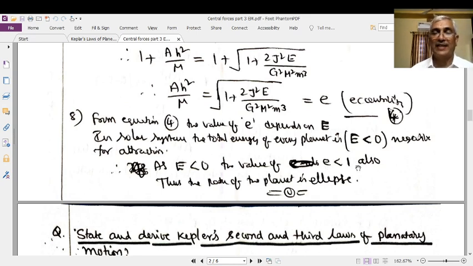Small e less than 1 results in an elliptical path. If the eccentricity is less than 1, that is the cone which is in the shape of an ellipse. Thus, the path of the planet is an ellipse. Therefore, every planet revolves around the sun in its respective elliptical path.